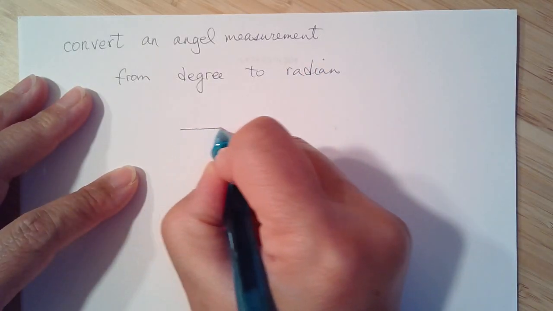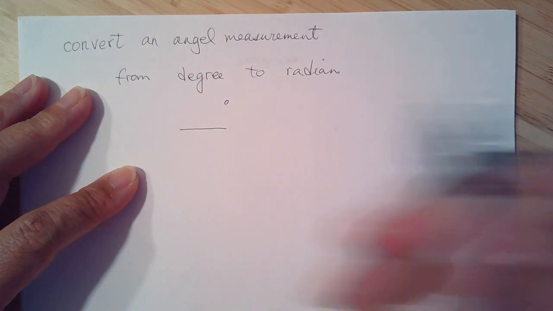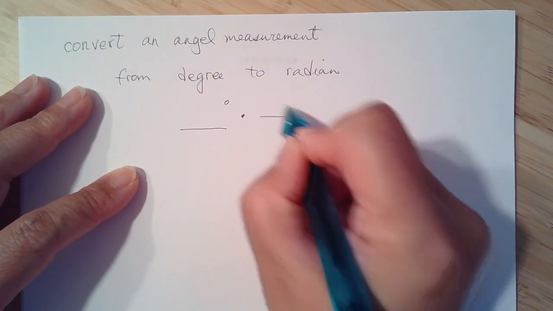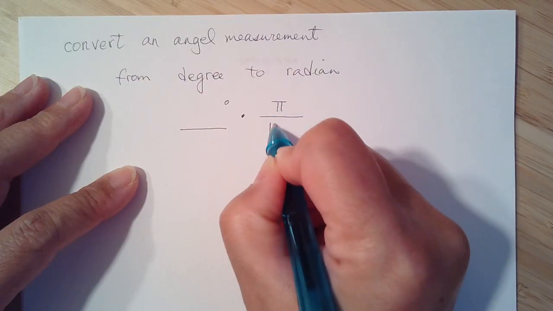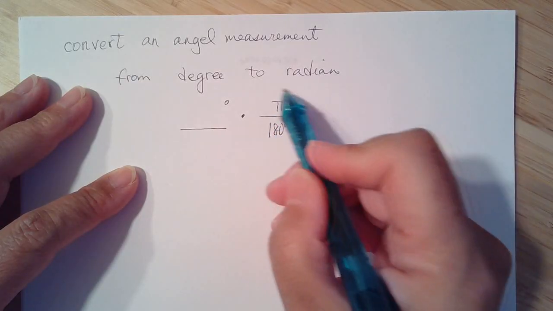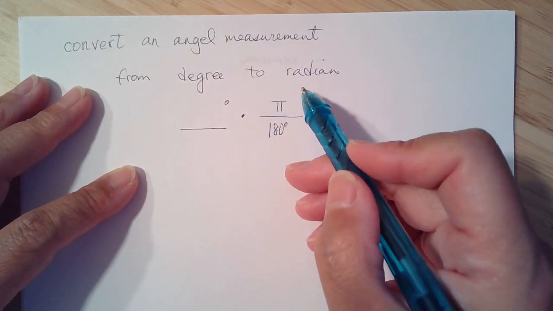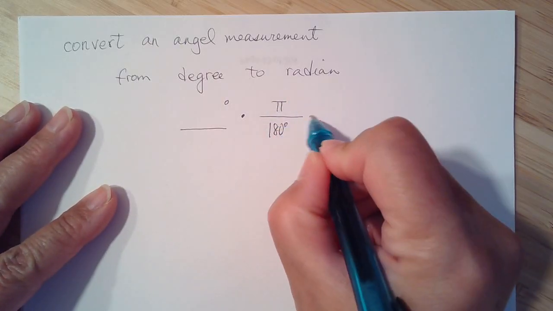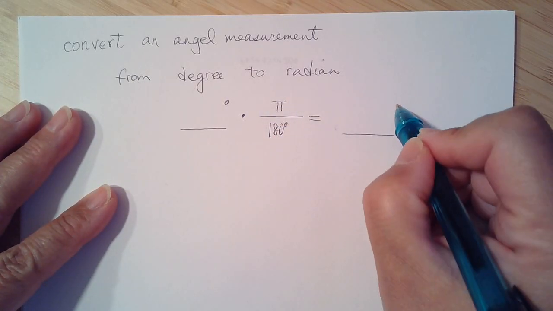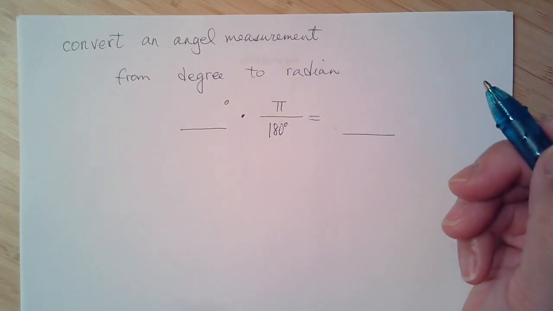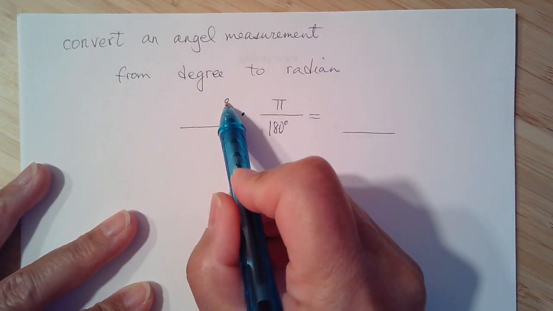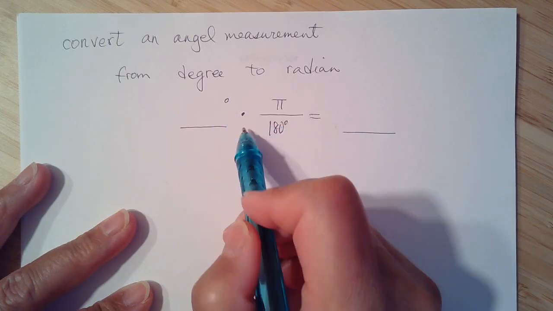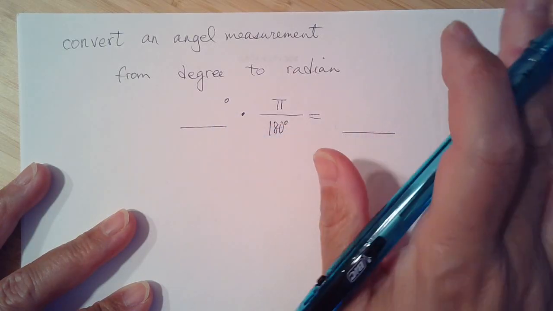Let's see, something degree, whatever number here. What you need to do is multiply by pi over 180 degree. Now this literally is 1 because the numerator and denominator are the same. So you're multiplying by 1 and your answer is going to be in radian. Don't forget you have a degree here, and a degree here. One on top, one on bottom, they get cancelled. So your answer here has no degree.